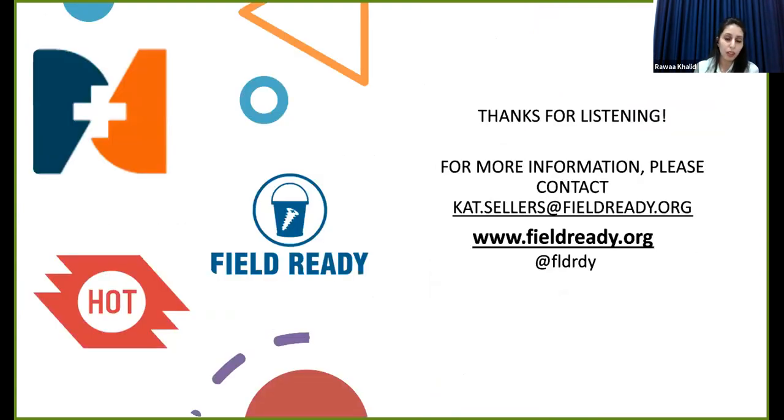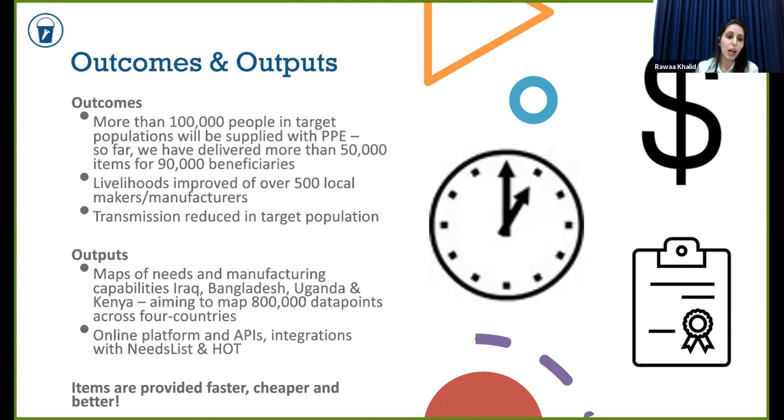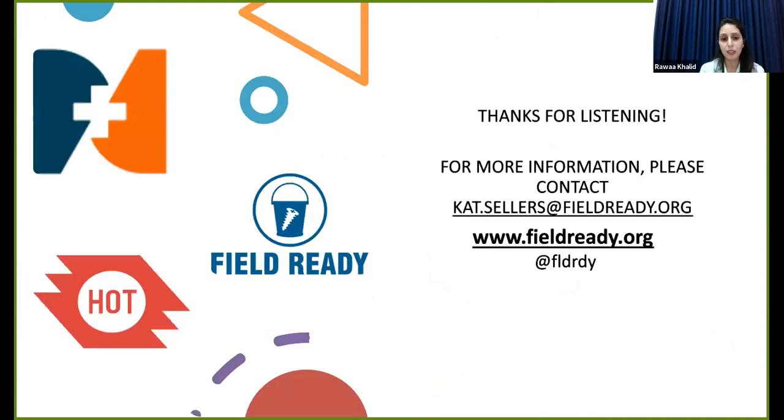And also one of our outputs is to have an online platform with APIs, with integrations to both Needs List and the HOT, which is the Humanitarian OpenStreetMap. So in this regard, we are having items provided faster, cheaper, and better. And thank you so much for listening.